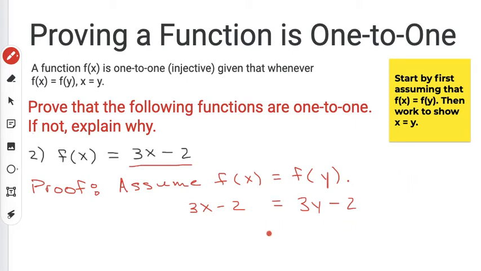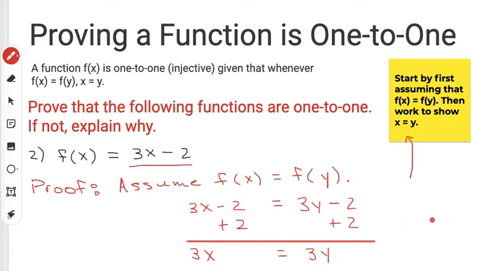So now I need to do some work on both sides to show that x equals y, because eventually I want to end up at x equals y. So the first thing I'm going to do is get rid of the negative 2 on both sides by adding 2 to both sides. And when I do that, the negative 2 and the positive 2 are going to cancel each other out. So I'm going to end up with 3x equals 3y.